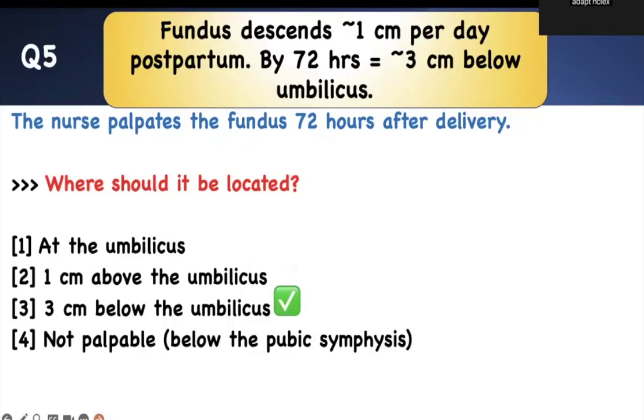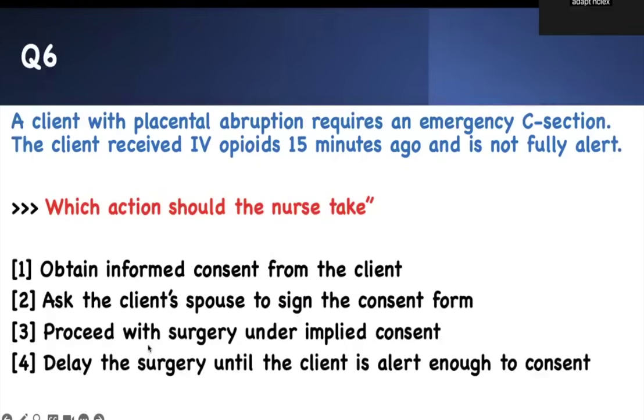Next question, number 6. A client with placenta abruption. This is ethical, fundamental to maternity nursing. There's a bunch of ethics in this area of medicine, and this is what this question is demonstrating. A client with placenta abruption requires an emergency C-section. The client just received opiate and is not fully alert. What action should the nurse take? You know this thing. Ethical. Watch my ethics videos on fundamentals of nursing.